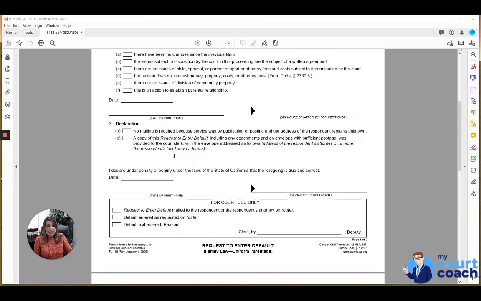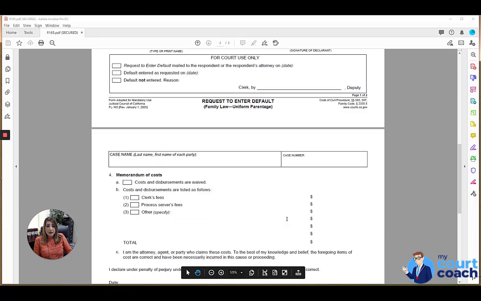And then you're going to attach an envelope with postage with the respondent's address also listed on it, and with the clerk's address listed as the return address. And then you want to fill in your name, sign, and date again. Do not fill in this bottom part. That's the court clerk. They will fill that part out for you.